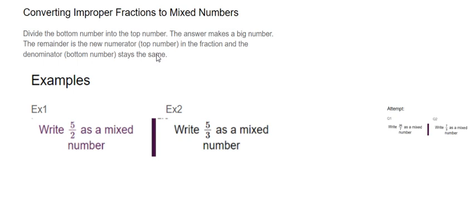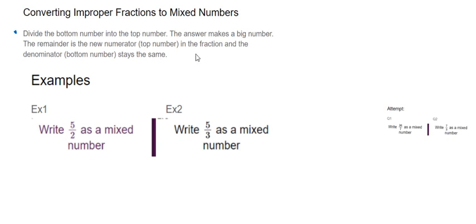Hi guys, so this is how to convert improper fractions to mixed numbers. So divide the bottom number into the top number. The answer makes a big number. The remainder is the new numerator. So numerator means top number in the fraction, and the denominator stays the same, or the bottom number.